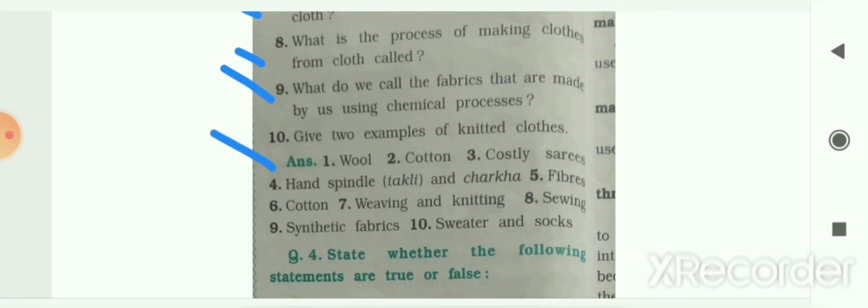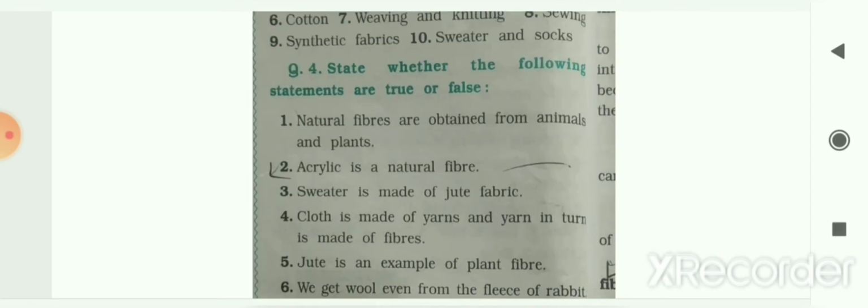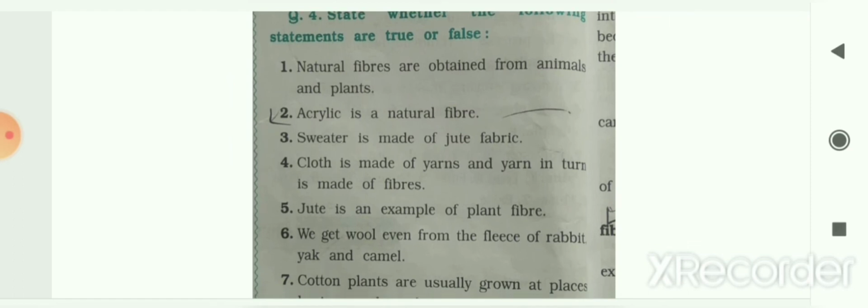Next, give two examples of knitted clothes. So sweater and socks are examples of knitted clothes. Here the answers to the questions are given to you. The next question is, state whether true or false for the following statements. The first statement, natural fibers are obtained from animals and plants. So the answer is true. Next, acrylic is a natural fiber. So the answer is false. It is an artificial fiber.